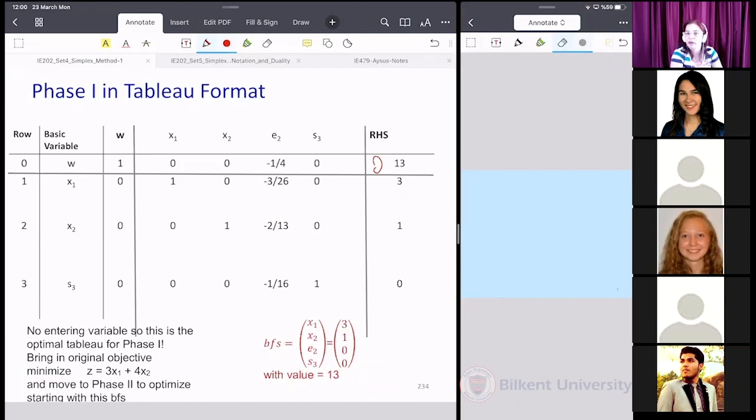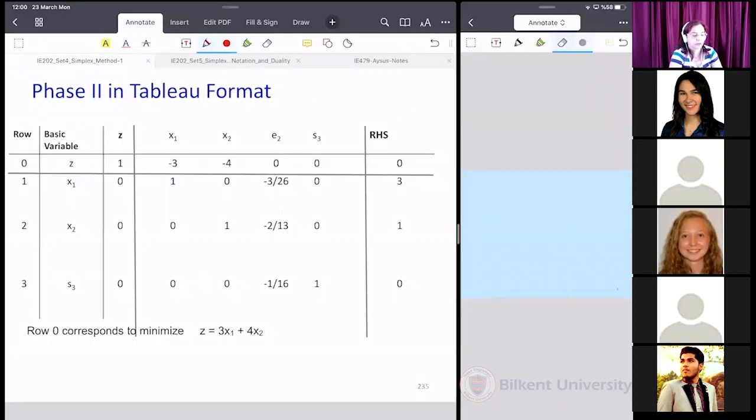We already have gone over those. So phase one stopped with this, but with 0 in the right-hand side. Now you put back the original objective function in, perform the iteration so that they have zeros in the row 0 coefficient. Then your row 0 will be like this. Again, it's optimal with value 13.